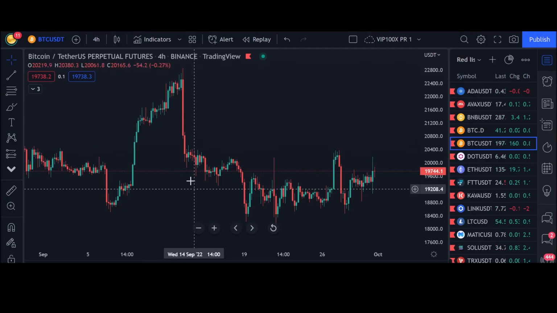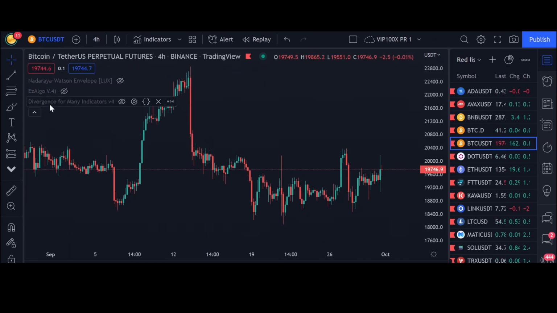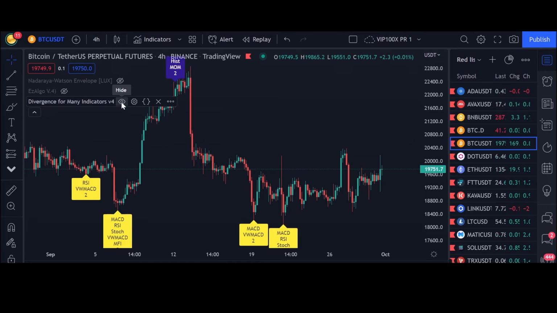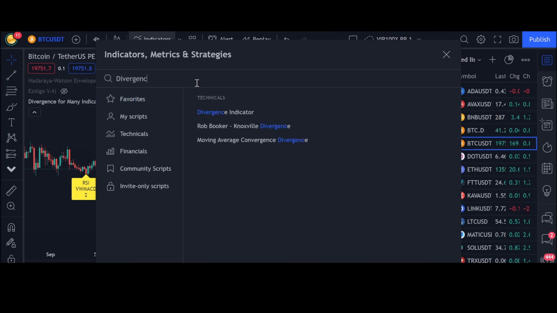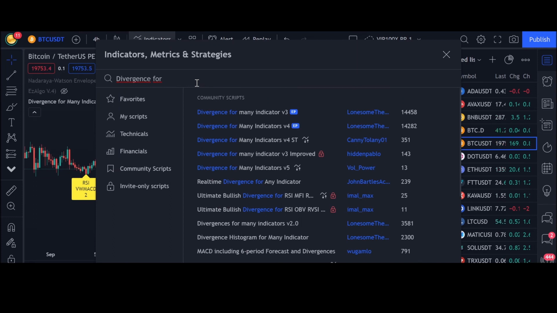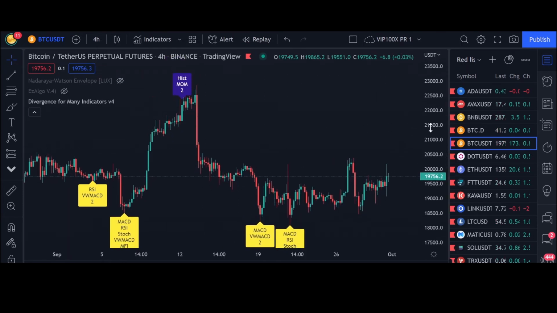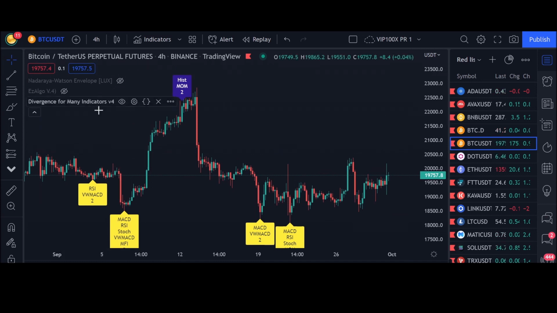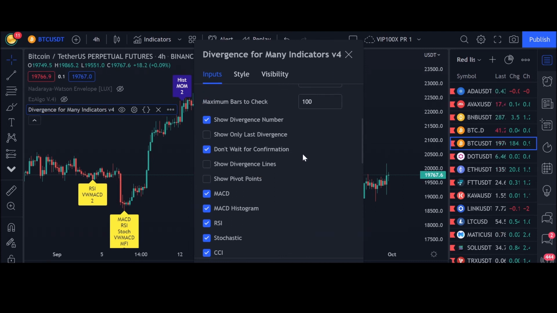Okay, so back with the analysis, I want to show you another very useful indicator, that is the divergence for many indicators. You can take it here in indicators. You go to indicators, you type divergence for many indicators before by lonesome. Okay, and you will see something like this. In the settings, I recommend that you check the don't wait for confirmation.